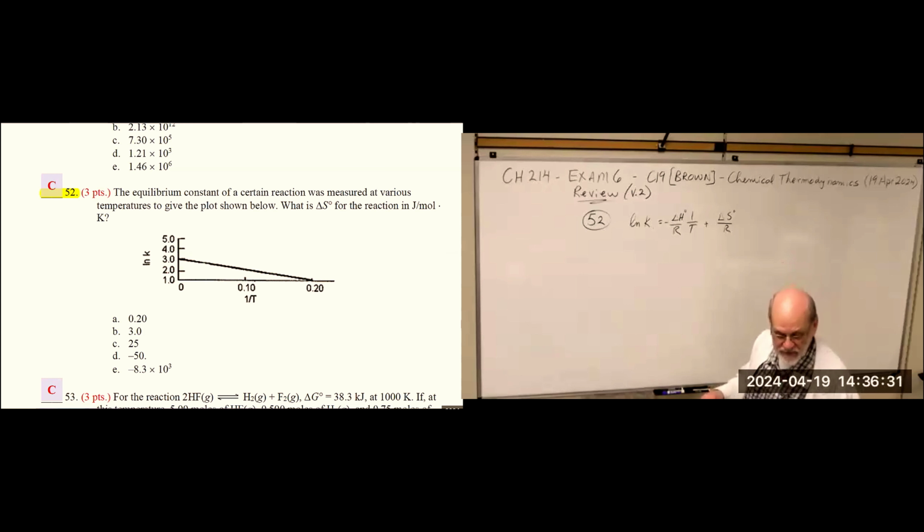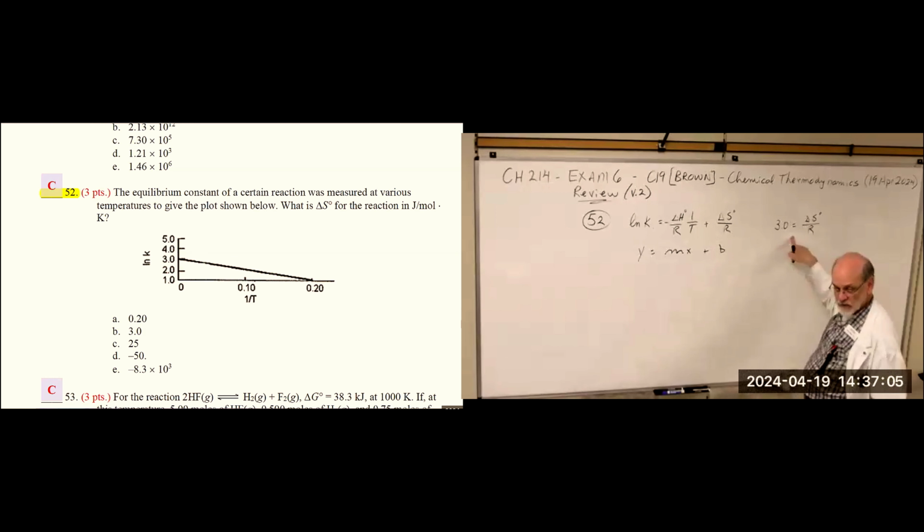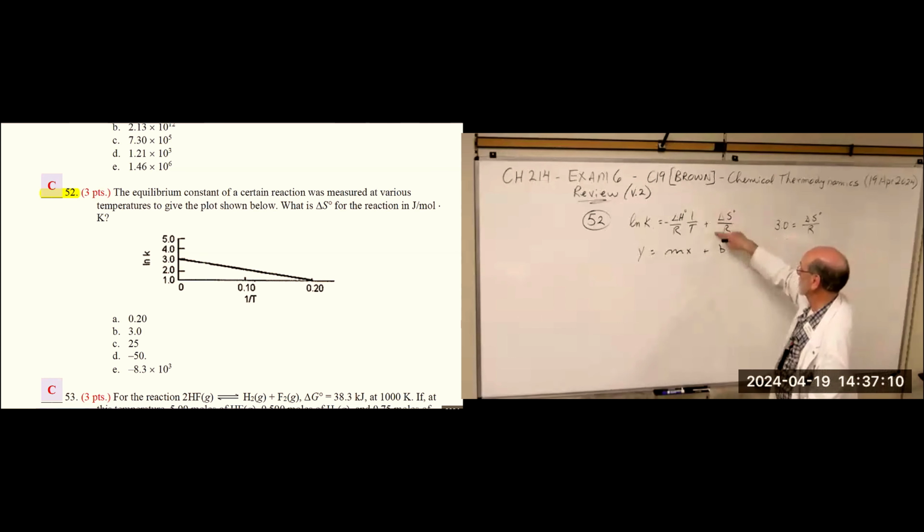Okay, so what's the delta S for this reaction in joules per mole? We want the y-intercept. The y-intercept is 3, so 3 is equal to delta S naught over R. Y equals mx plus b, that's the y-intercept. We look at the graph and find the y-intercept is 3.0, and that's equal to this right here.